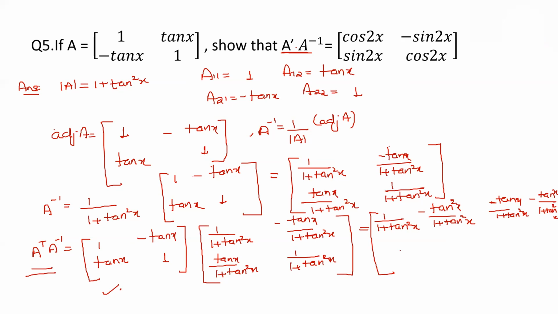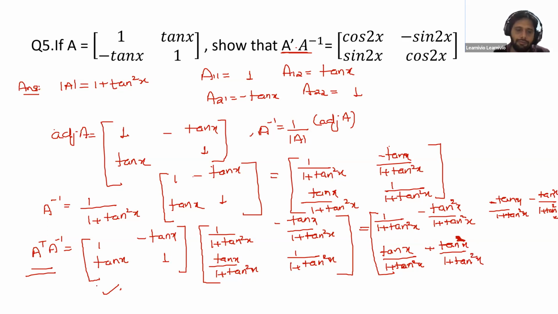Okay, now next one. Second row, first column. So we will get 10x by 1 plus 10 square x. Sorry, 10x by this, and this is 1 plus 10 square. So we have chosen the second row and we have multiplied this with the first column. So 10x by 1 plus 10 square x, 1 into 10x by 1 plus 10 square.